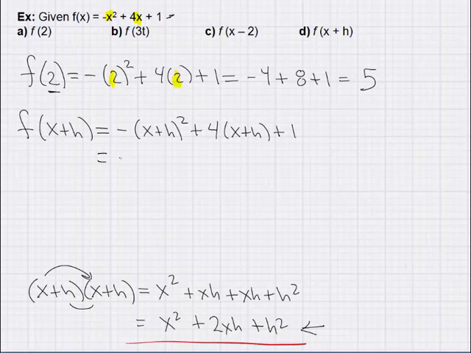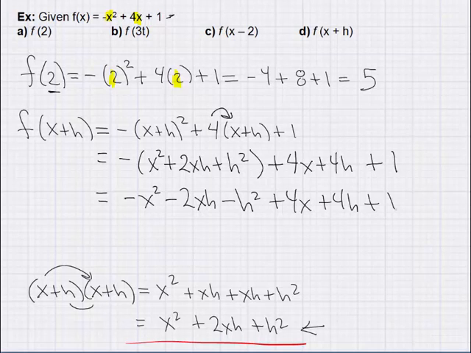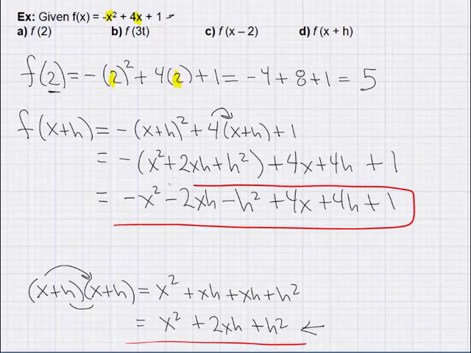So this becomes negative x squared plus 2xh plus h squared plus, distribute this 4 in here, 4x plus 4h plus 1. Collect any like terms if possible. There really aren't any. All you really have to do is distribute this negative through and you're done. So we get negative x squared minus 2xh minus h squared plus 4x plus 4h plus 1. So this would be f of x plus h.